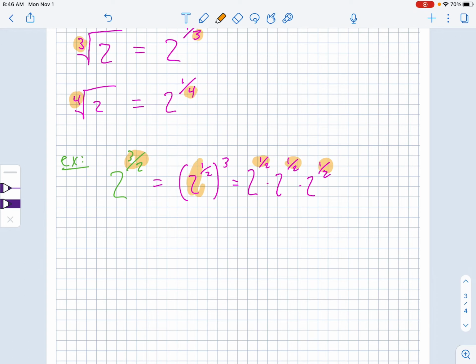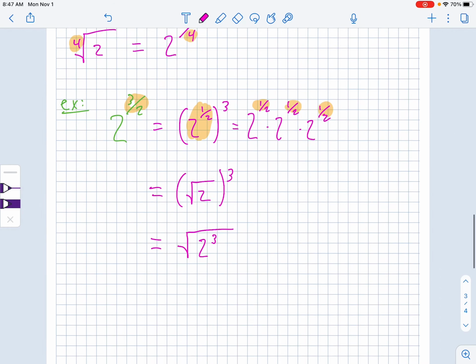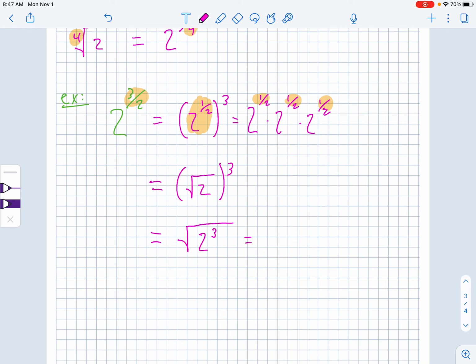But we also know that 2 to the 1/2 is the same thing as a square root. So this is the square root of 2 cubed. Square root of 2 cubed, you can also write it this way: square root of 2 to the 3rd. You can move that little 3 inside. That works as well. So the square root of 2 cubed is the same thing as 2 to the 3/2. Eventually, you guys should be able to move in between these fairly easily.